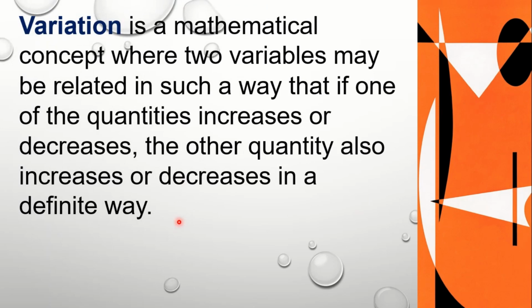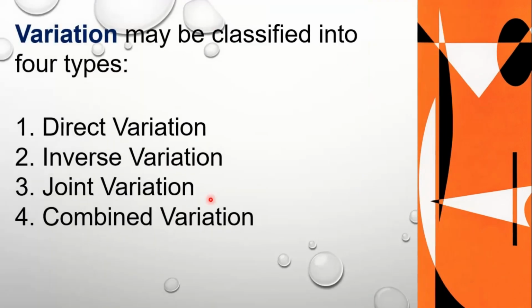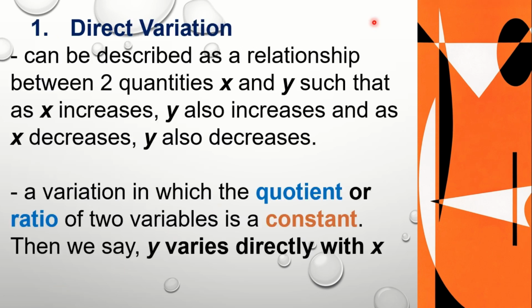So what is variation? It is a mathematical concept where two variables may be related in such a way that if one of the quantities increases or decreases, the other quantity also increases or decreases in a definite way. Variation may be classified into 4 types: direct, inverse, joint, and the last but not the least, combined variation.